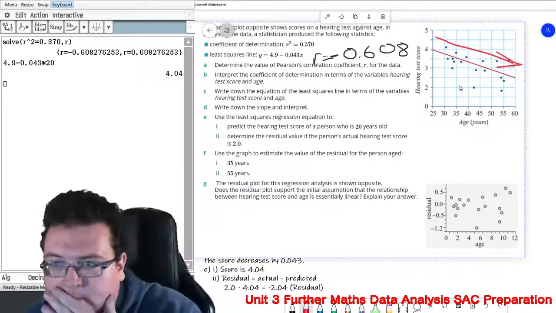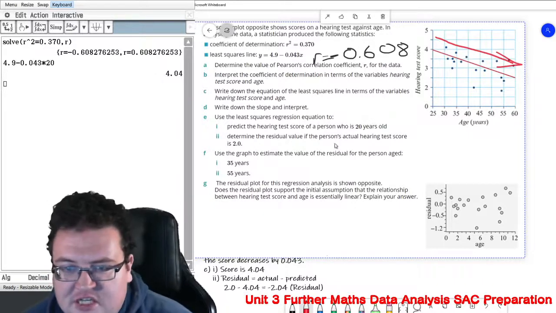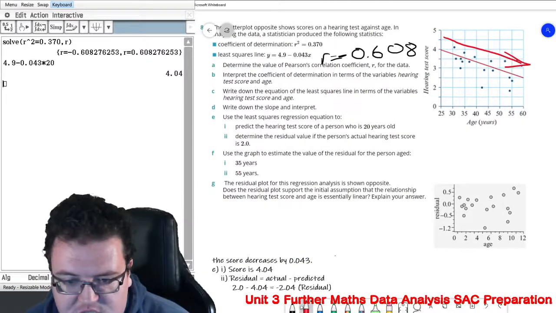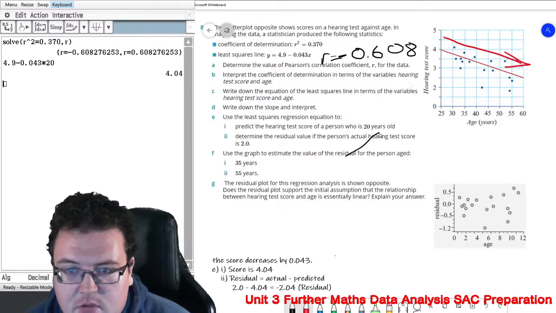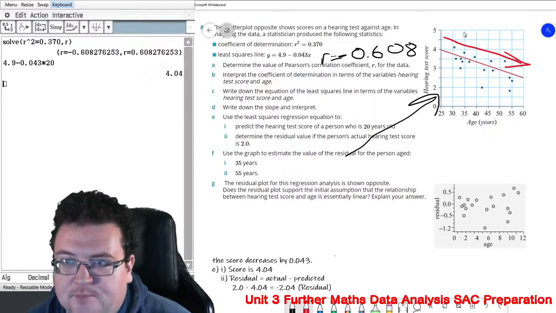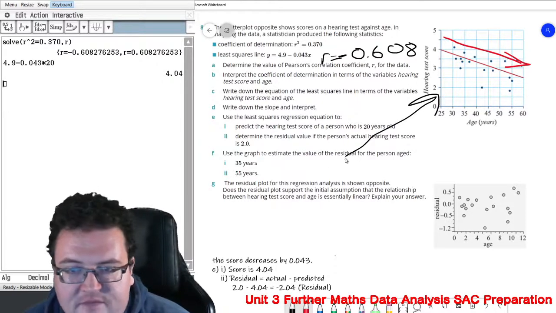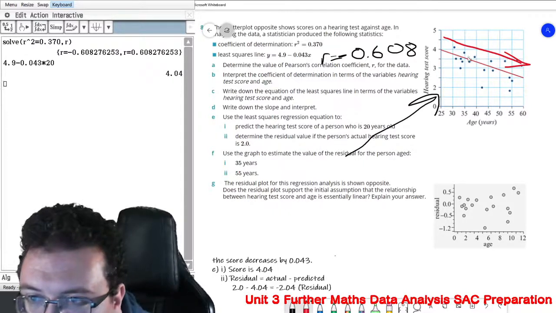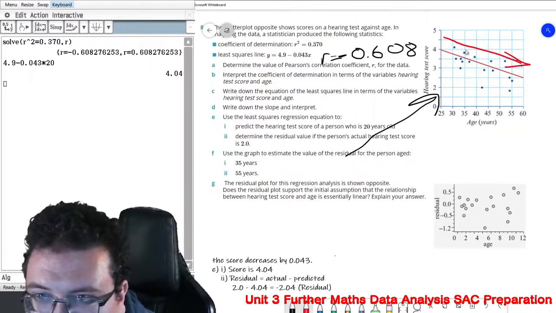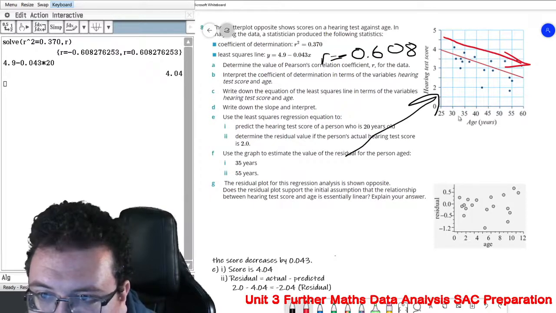All right, using this graph over here, they want you to use that graph there. Estimate the value of the residual for the person aged 35. So 35, this person here is aged 35.